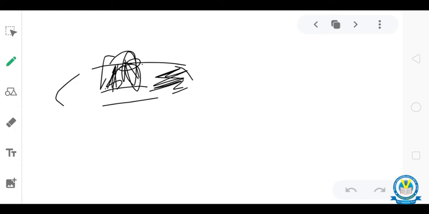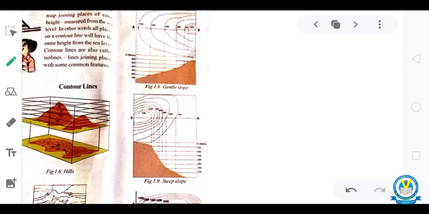The heights of places cannot be represented on a map. On a map, we can represent only a flat surface, but we can't show the heights on a map. So we use a special symbol called contour or contour lines to show the heights of a particular land on a map.